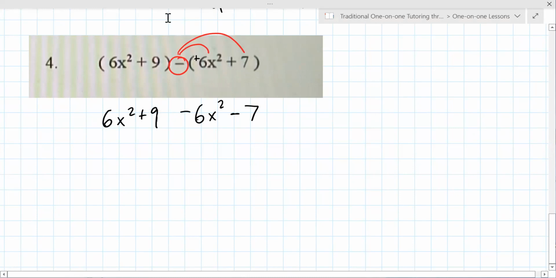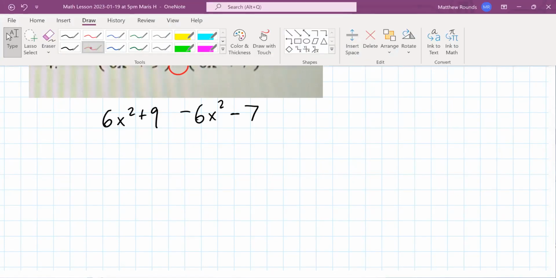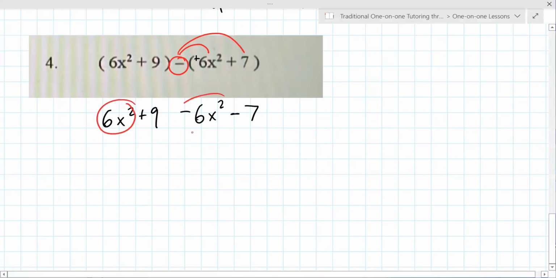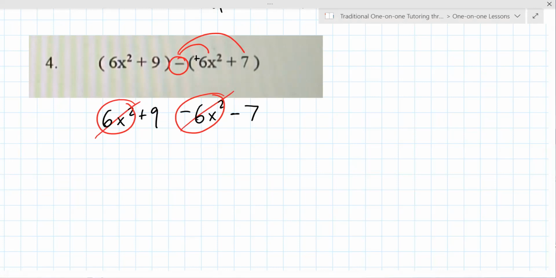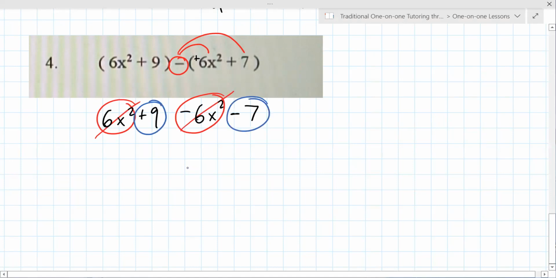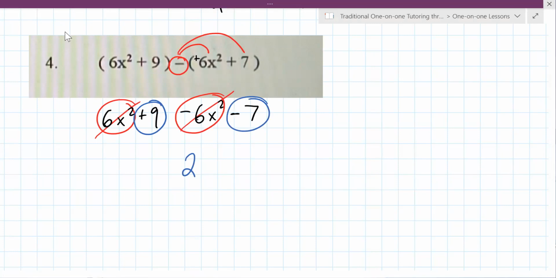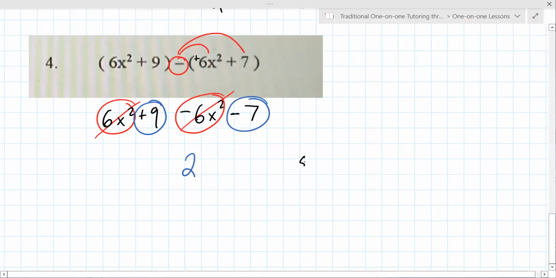Now it is totally okay that 6x squared and minus 6x squared cancel. That does happen, and you'll even see crossing that out when it does. So what's left over is the plus 9 and the minus 7 just becomes 2. And that's okay, just the way it is.